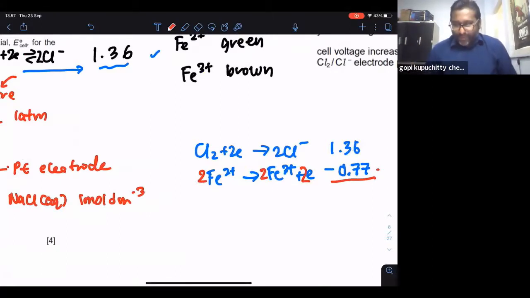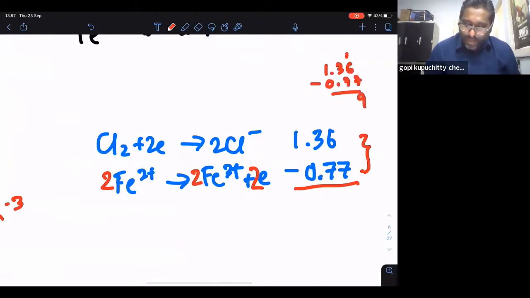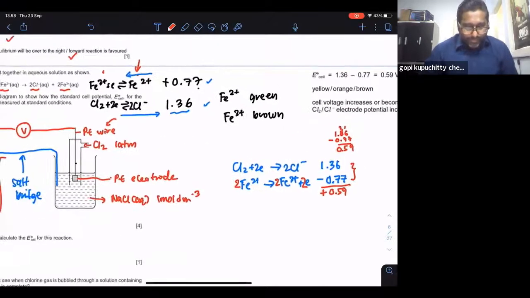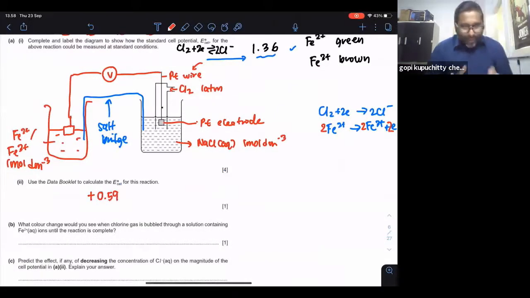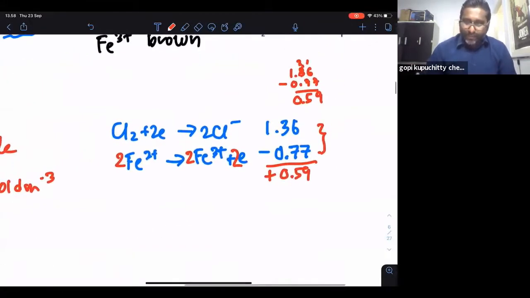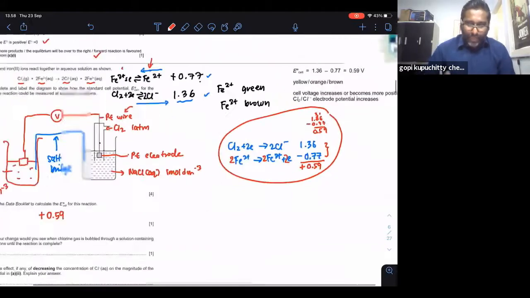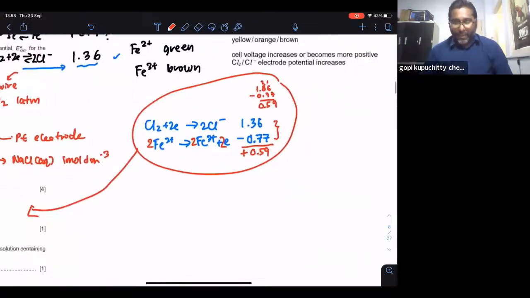I will answer that question in the chat in a while. You just join these two together. When you join these two together, it's 1.36 minus 0.77, so you will get a positive 0.59. Don't simply write 0.59 just like that. Whatever calculation I do over here should be written here. You must show all your working. I'm leaving a space over here so that I can write it down.